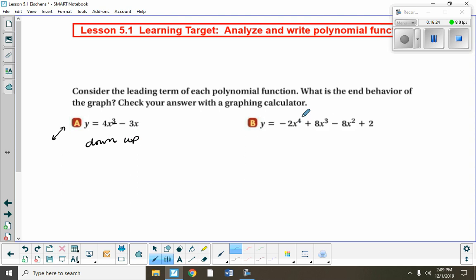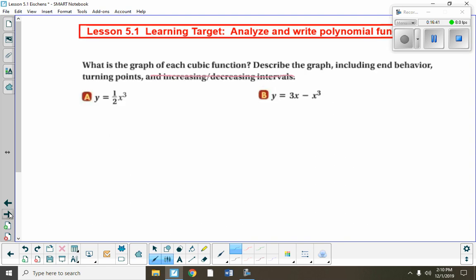And here, this is an even degree, so it's either up, up, or down, down. And since it's a negative out front, it's going to be down, down. And you can also plug those equations into Desmos, and you'd be able to see what those end behaviors are doing. Here's a few more here. What is the graph of each cubic function? What are the end behaviors?